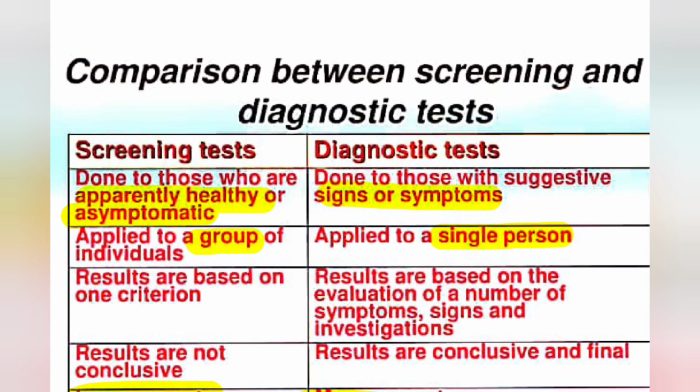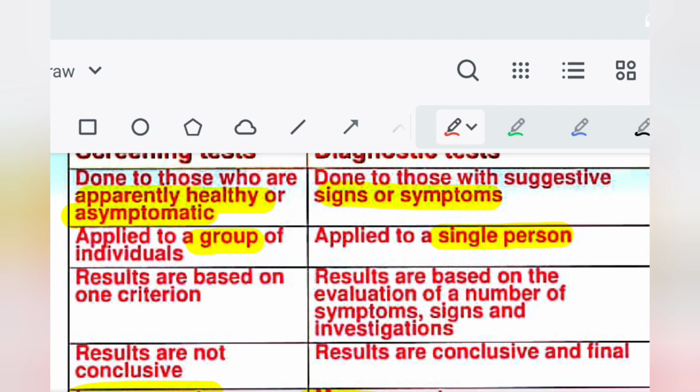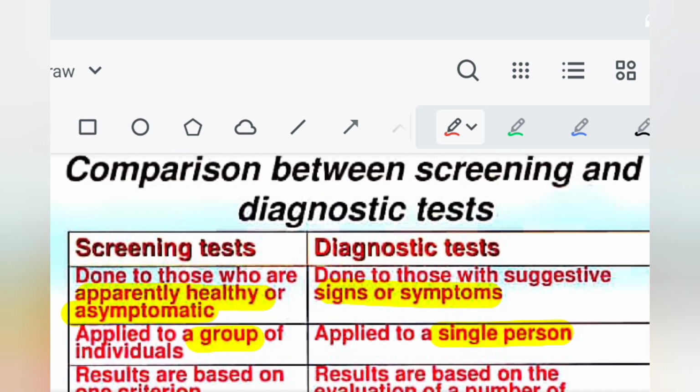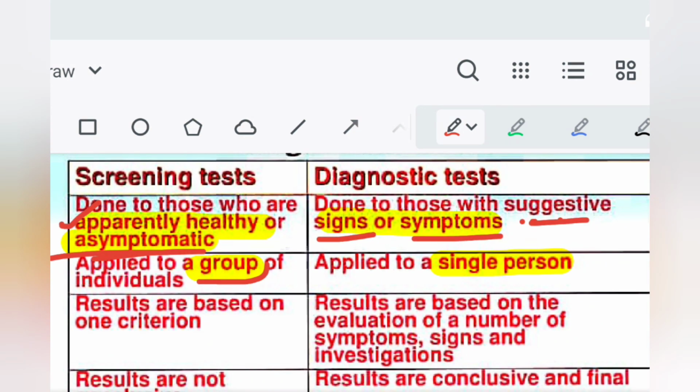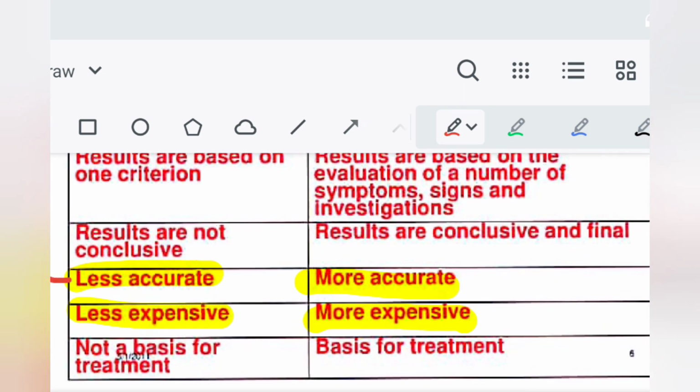Now let's see the difference between the diagnostic test and the screening test. Screening test is applied to those who are apparently healthy or asymptomatic, and diagnostic tests are applied where the symptoms or signs have already started to appear, or to those who have suggestive signs and symptoms. Screening test is applied to a group of individuals, whereas diagnostic tests are usually applied to a single person. The screening test is less accurate and should be less expensive, whereas diagnostic tests are more accurate and more expensive.